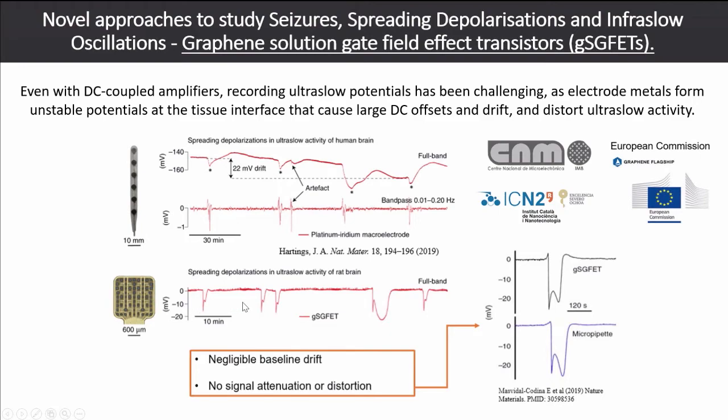events. So here you can see a long recording. You'll see that there's a negligible baseline drift. Also, there's actually no signal attenuation or distortion. And if we do a recording where we have a glass micropipette next to a graphene transistor array, then we can record with exactly the same fidelity the waveform parameters of the spreading depolarization, indicating that our graphene technology is as good as the gold standard in the field at the moment.